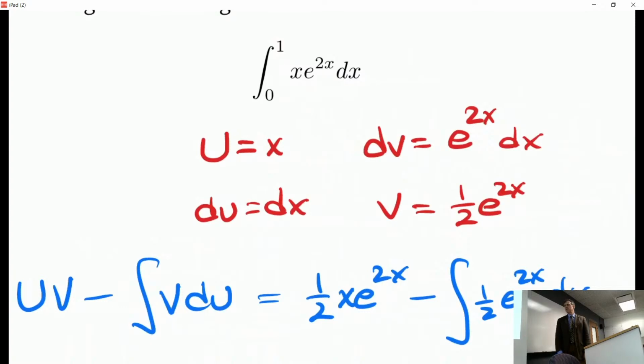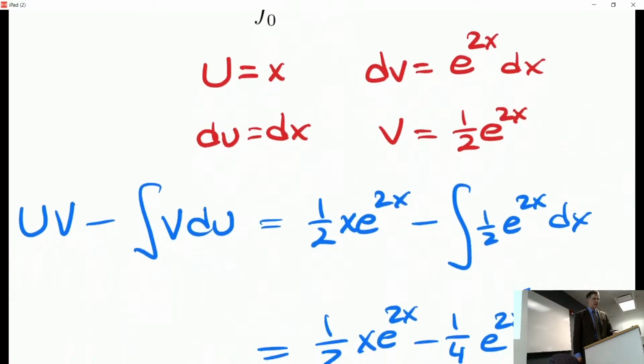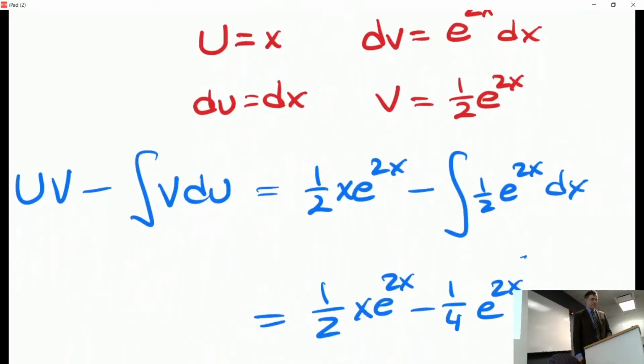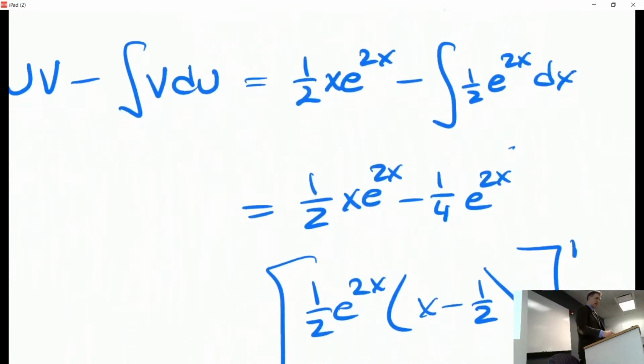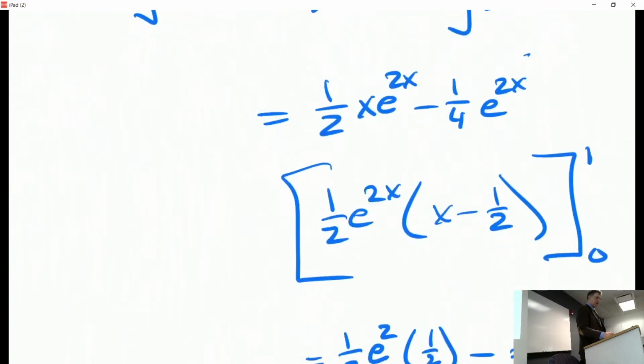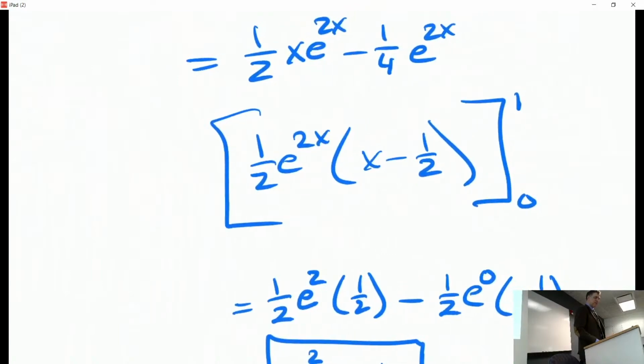So mainly it's just sort of keeping track of everything, making sure that you don't lose anything in the wash here. So there's the antiderivative of this. I just applied that a second time because the antiderivative of e to the 2x is 1/2 e to the 2x, so there's the 1/2 times the 1/2. And then I plugged my limits in, and then the limits, I ended up with this stuff.